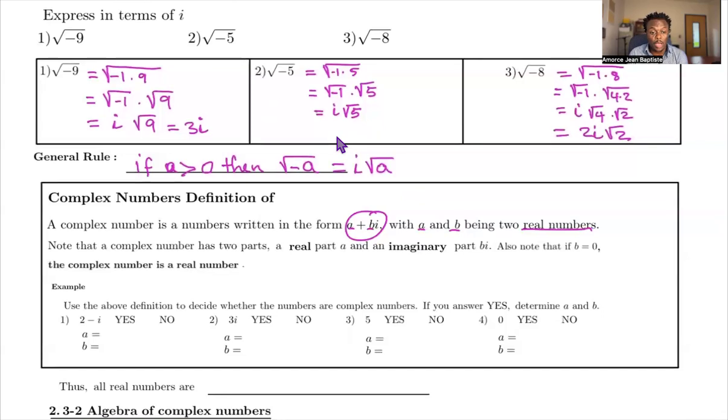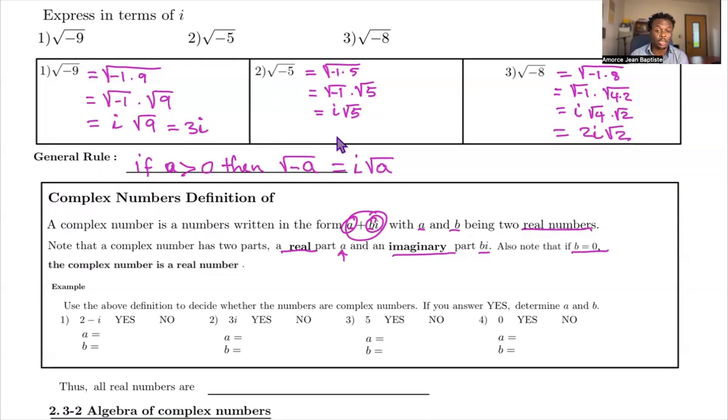Note that a complex number has two parts: a real part, that's the a value, and an imaginary part, that's the bi. Also note that if b equals 0, the complex number is automatically a real number, right? If b equals 0, you automatically have a complex number that is also a real number. That's it. Let's explore this.